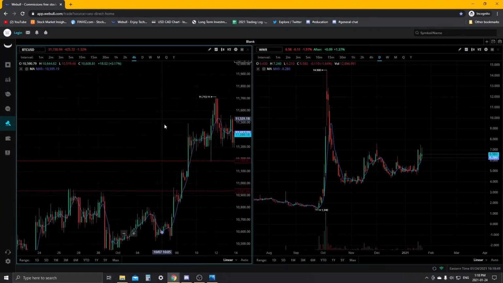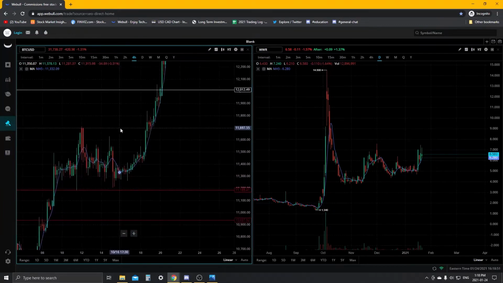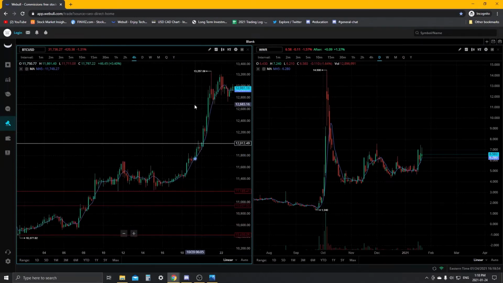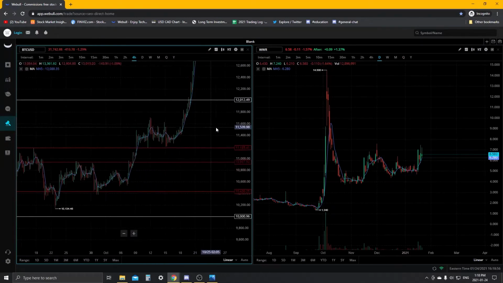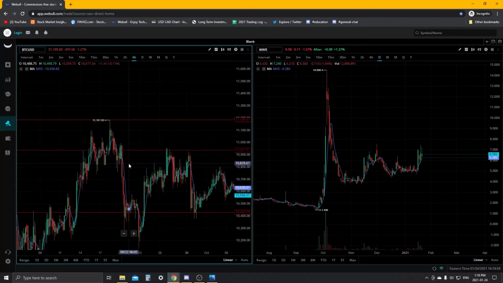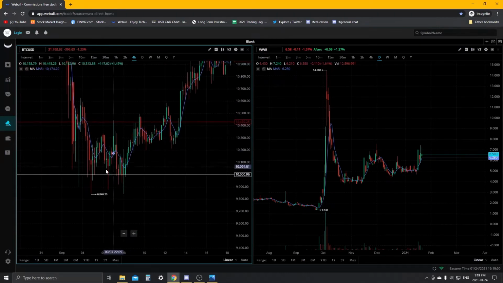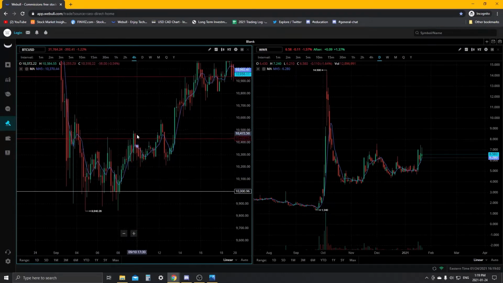And then now, what's the next target? 12. Will it hit 12? And yes, it did, and it broke it. All right, so this is an example of how you can find support and resistance. So a lot of people go like, oh, when should I buy? When should I sell? Well, you should always buy at support, sell at resistance.